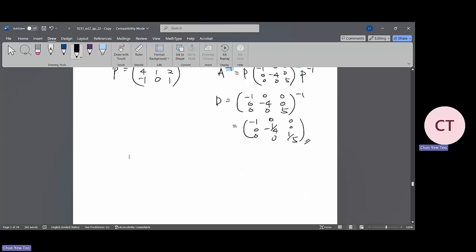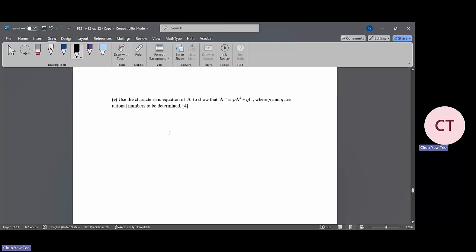And we move on. We have the part E. Use the characteristic equation of A to show this result, and the p and q are rational numbers to be determined. So we need to find the characteristic equation. Just take your lambda 1, lambda 2 as the root. Your lambda 1, lambda 2 as a root.